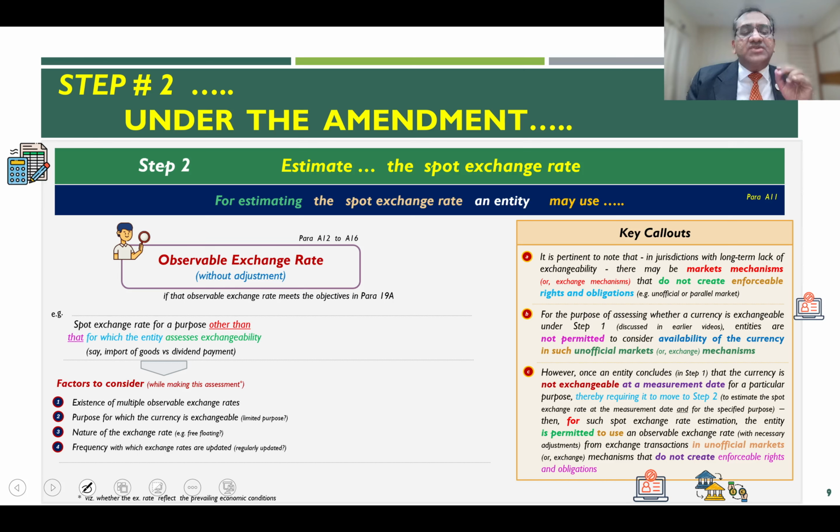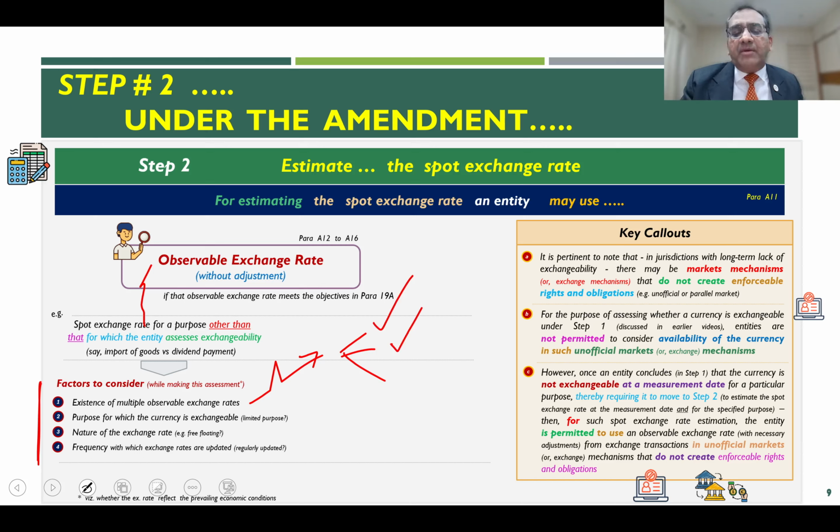The standard goes to the extent of saying that when you are applying these methodologies, look for these factors. Whether there is more than one observable rate. For example, if multiple rates exist, one for import of capital goods, one for import of, say, essential commodities, and let us say the other one for dividend repatriation. Each of these rates, from a commercial perspective, may have a certain premium or discount embedded in it.